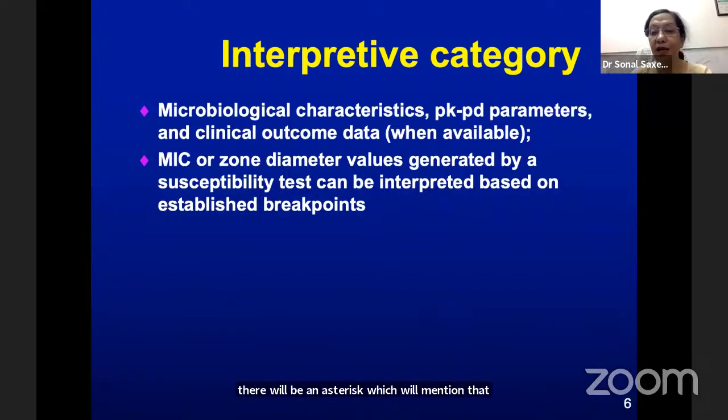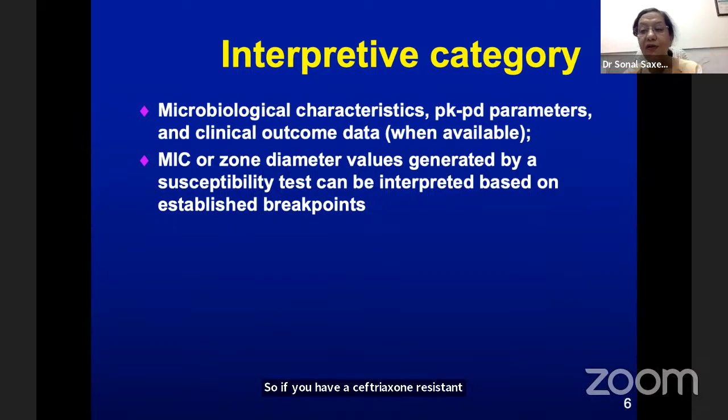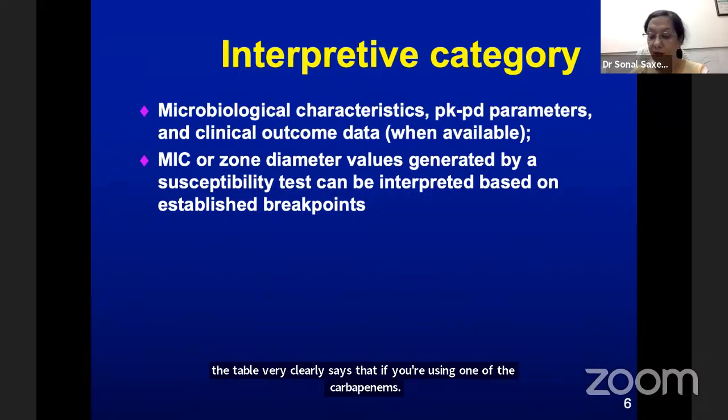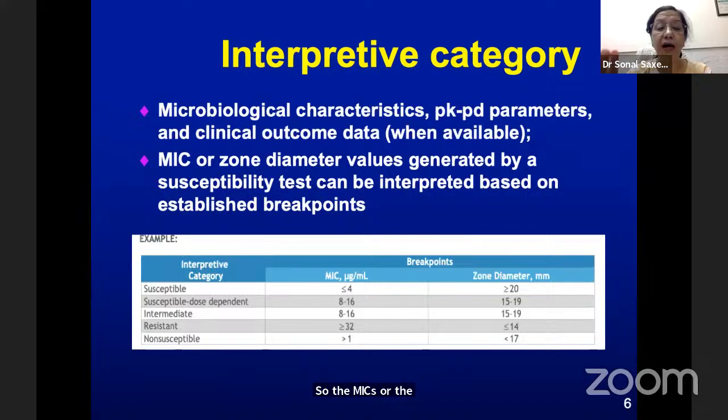For example, for Salmonella typhi, you will find it says minimum clinical data available. So, if you have a ceftriaxone resistant Salmonella typhi, the table very clearly says that if you're using one of the carbapenems, remember that very minimum clinical data is available. So, the MICs or the zone diameter values which are generated by the susceptibility test can then be interpreted.